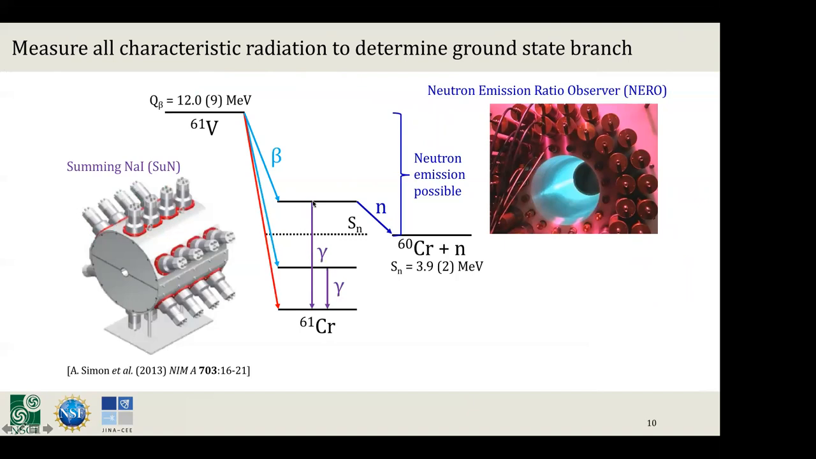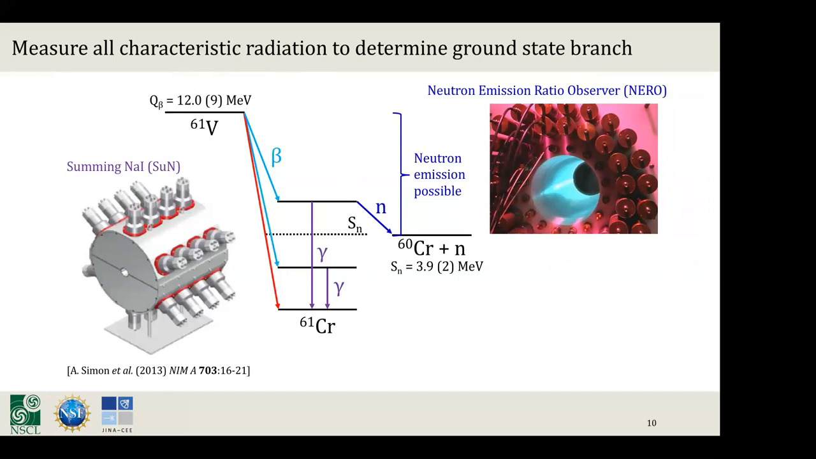If it decays to a state that lies above the neutron separation energy, you can also decay by emitting a neutron to produce, in this case, chromium-60. So in the other scenario, when you decay straight to the ground state, you don't see any gamma rays, you don't see any neutrons. You see the electron, but because you also produce a neutrino, you cannot tag specifically on the electron because you see a beta decay spectrum rather than a beta decay electron with a single energy.